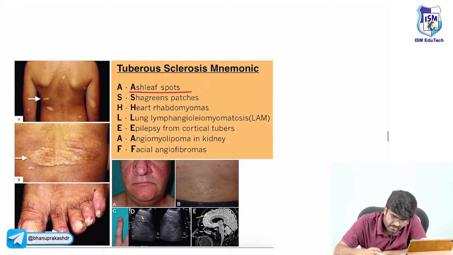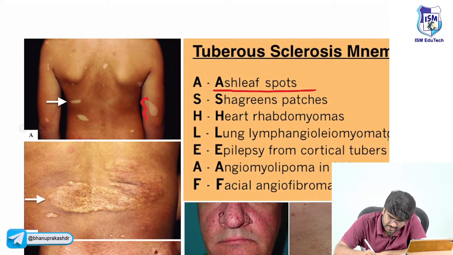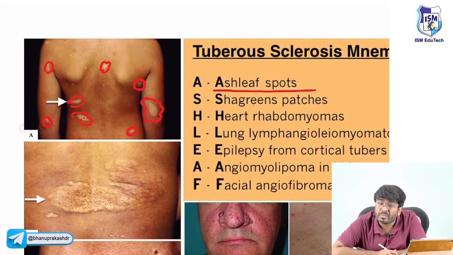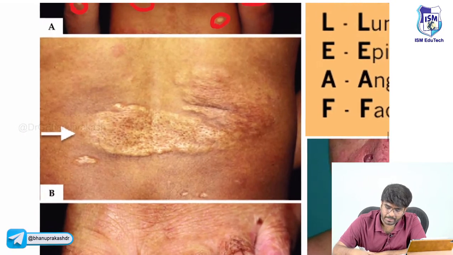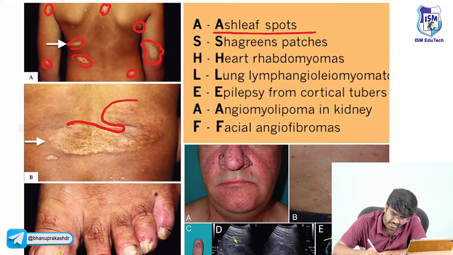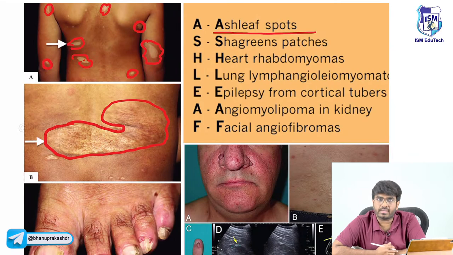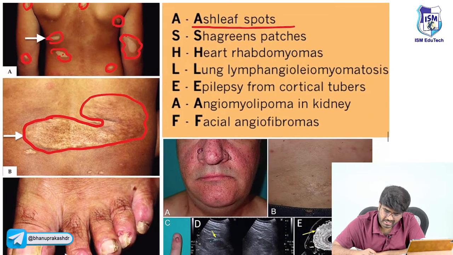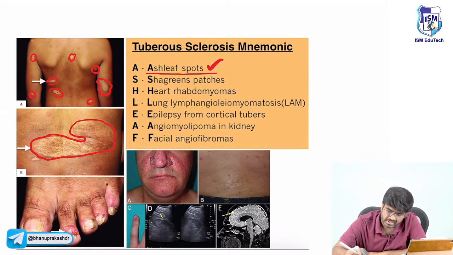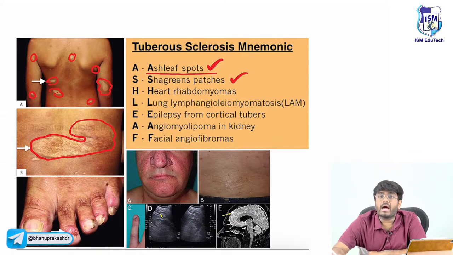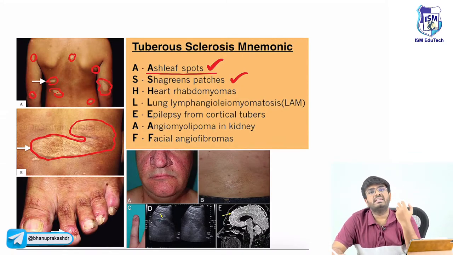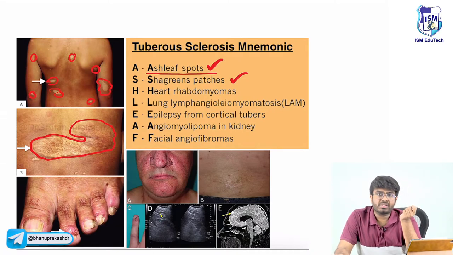Sir, look here, this white color. These spots are not hyperpigmented, they are hypopigmented. They will ask you: ash leaf spots, these ash leaf macules, are hypopigmented lesions on the skin. And not only that, this thick leathery patch-like appearance on the lumbar region is called the Shagreen patch. Ash leaf spots and Shagreen patch are seen.